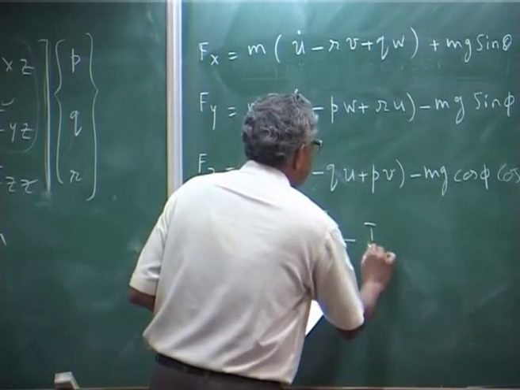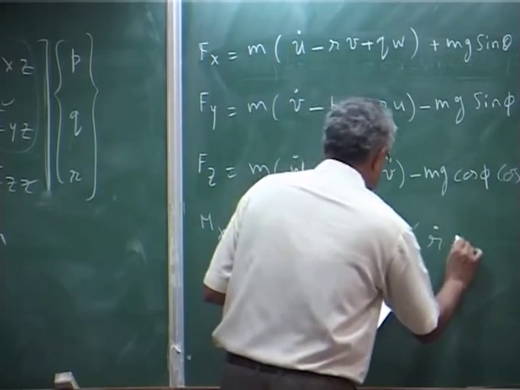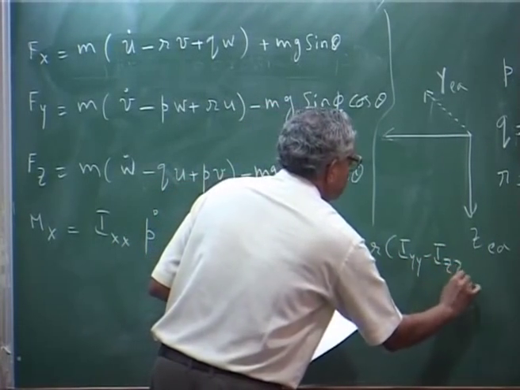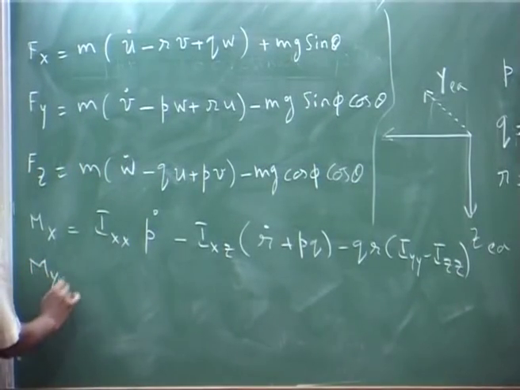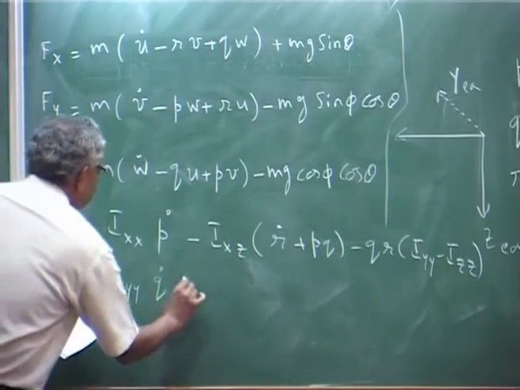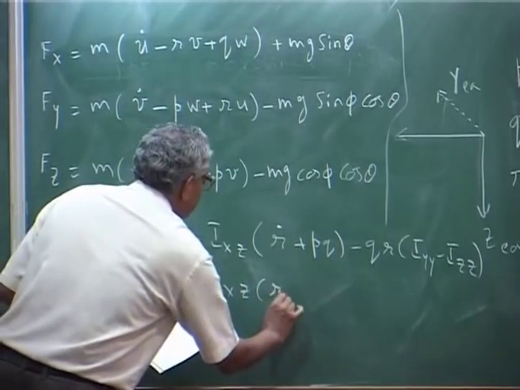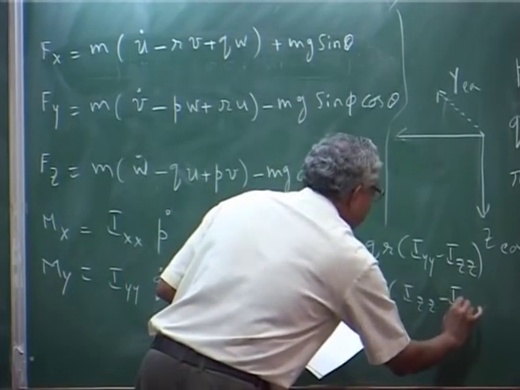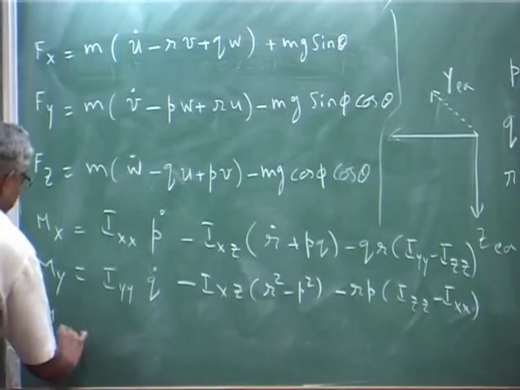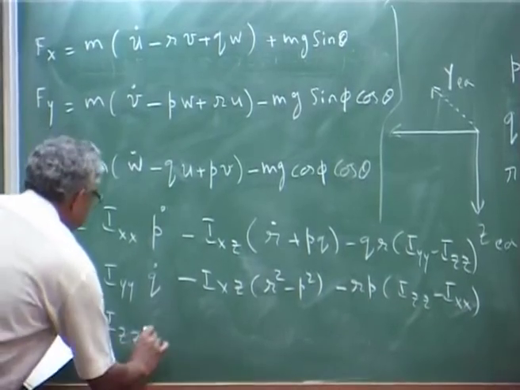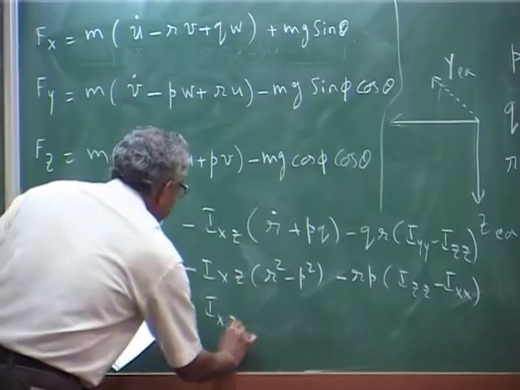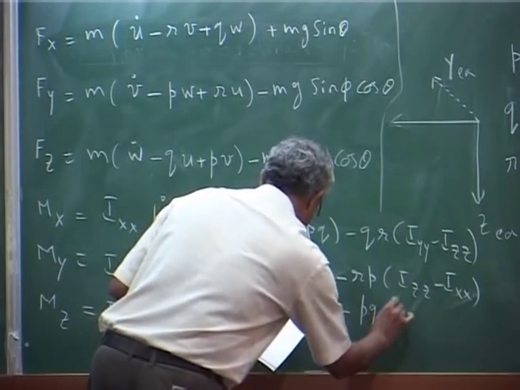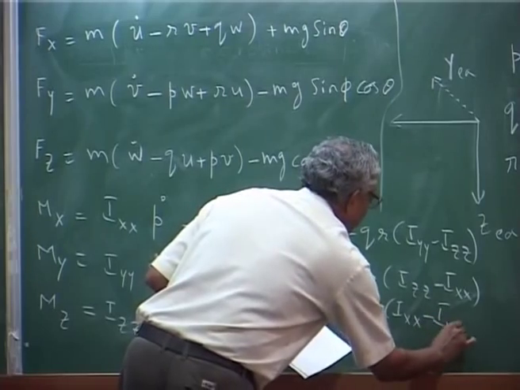This becomes Ixx p dot minus Ixz, because I made the assumption, r dot plus pq, minus qr into Iyy minus Izz, and then My is Iyy q dot minus Ixz r square minus p square, minus rp into Izz minus Ixx, then Mz is Izz r dot minus Ixz p dot minus qr, minus pq into Ixx minus Iyy.